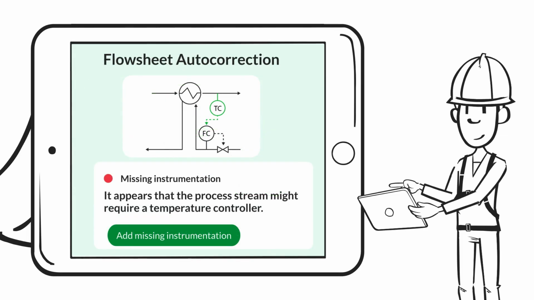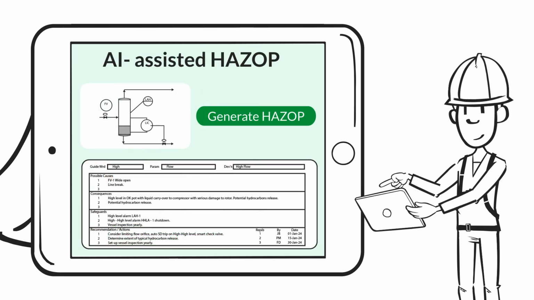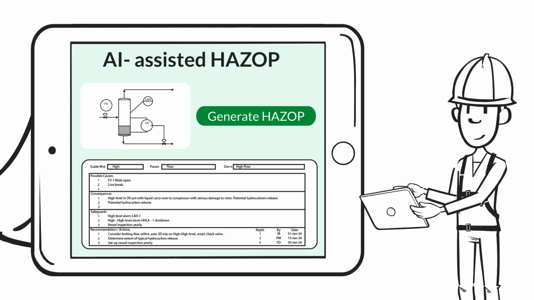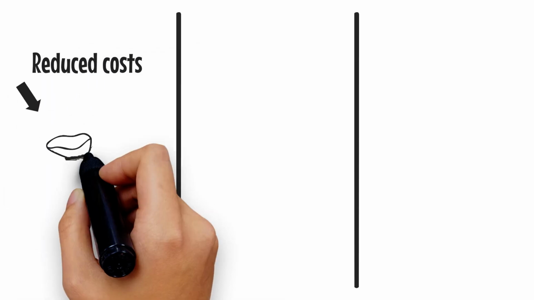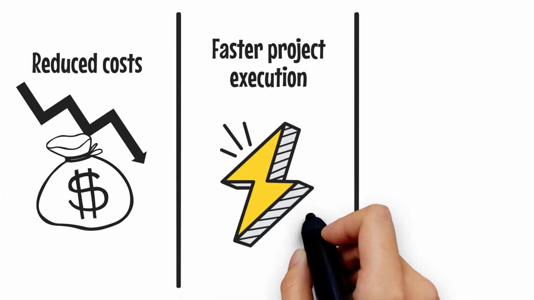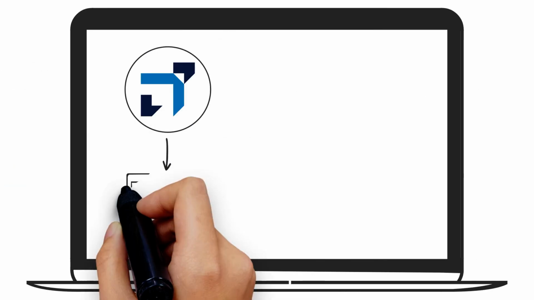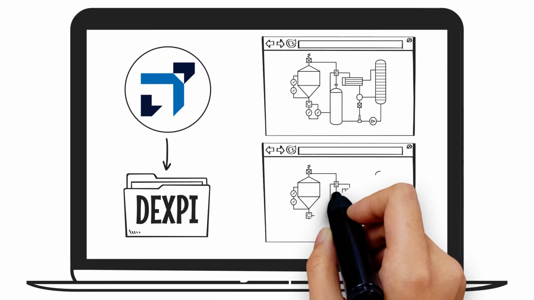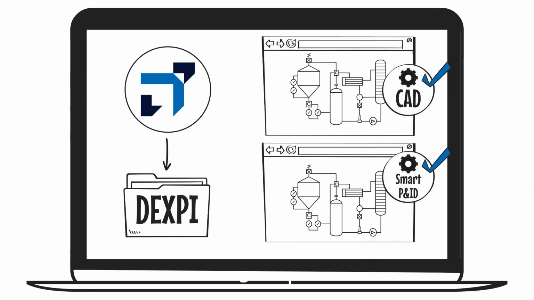Our auto-correction engine not only resolves inconsistencies, but also spots potentially expensive errors. Integrated HAZOP support highlights safety issues before they become problems. The result? Reduced costs, faster project execution, and more reliable outcomes. Finally, DigiCo future-proofs your data with DexP export, seamlessly connecting to smart P&ID tools.